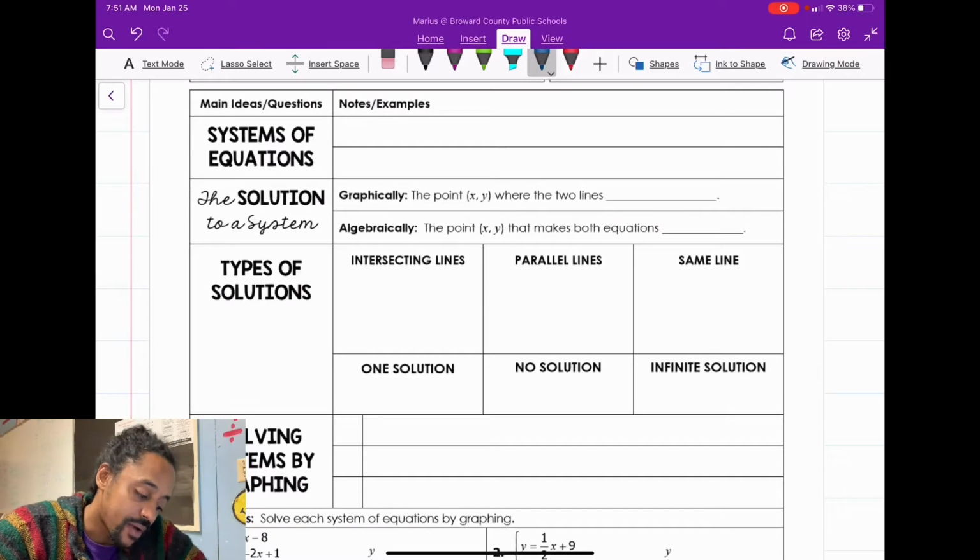Today we're gonna do a lesson on systems of equations and solving or coming up with the solutions to a system of equations by graphing. So let's go ahead and take a look and jump on in. All right.